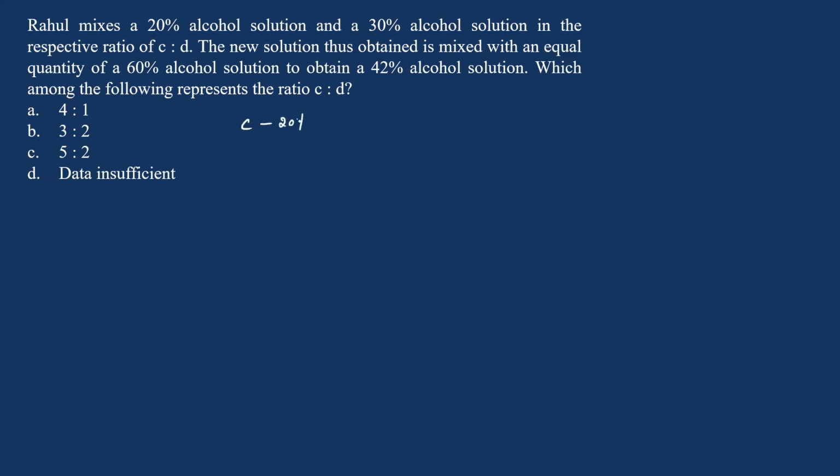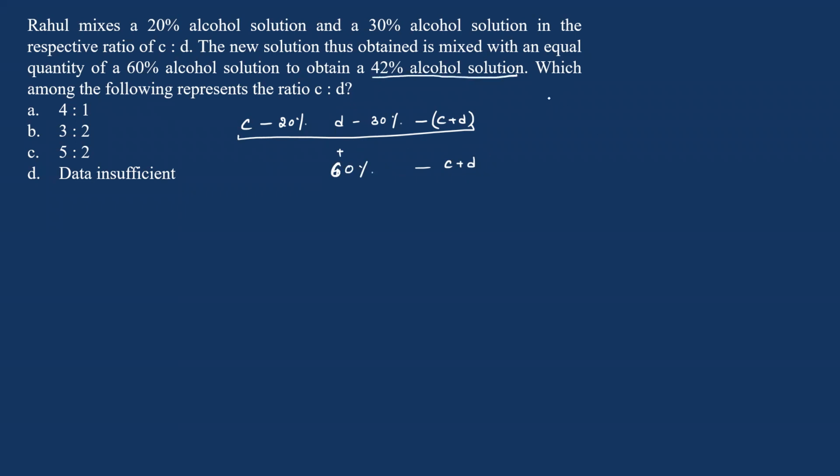C liters of 20% alcohol is used and D liters of 30% alcohol is used. Clear? Which means I'm eventually mixing up C plus D liters. Now the new solution thus obtained is mixed with an equal quantity. Clear? Which means now what am I doing to this mixture? I am adding another C plus D liters, with an equal quantity of 60% alcohol solution. Finally, we obtain a 42% alcohol solution.